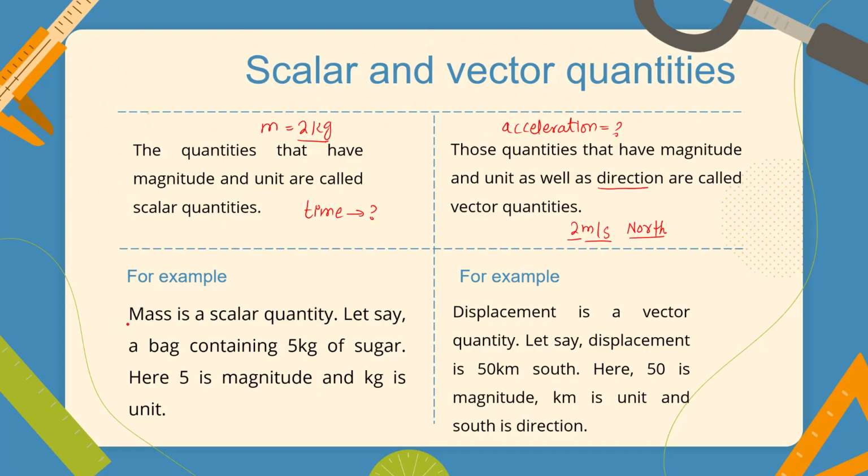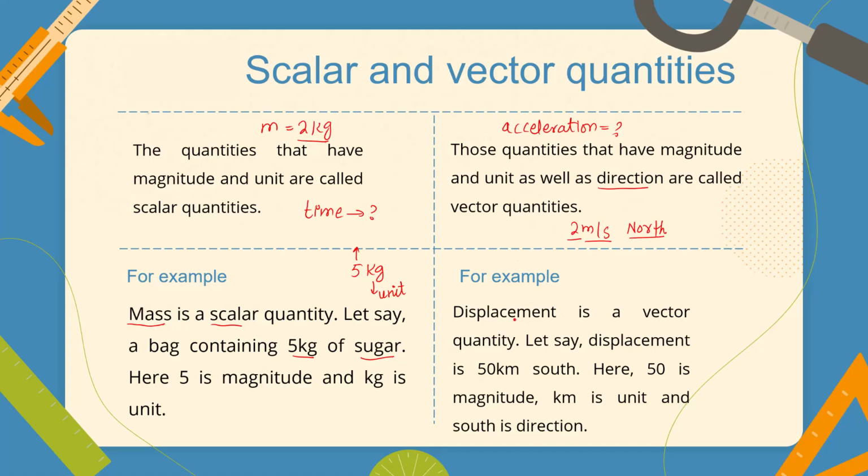For example, mass. Mass is a scalar quantity, and why is it a scalar quantity? Suppose a bag contains 5 kg of sugar. Here 5 kg is basically the mass. 5 is the magnitude, while kilogram is the unit. The quantities that have magnitude and unit are called scalar. That's why here mass is a scalar quantity.